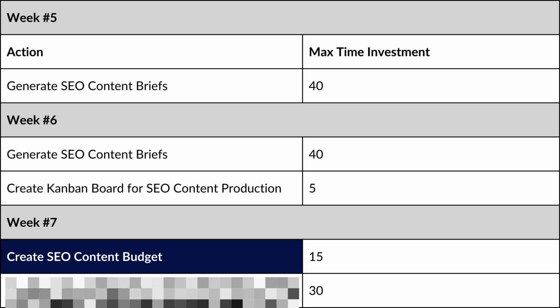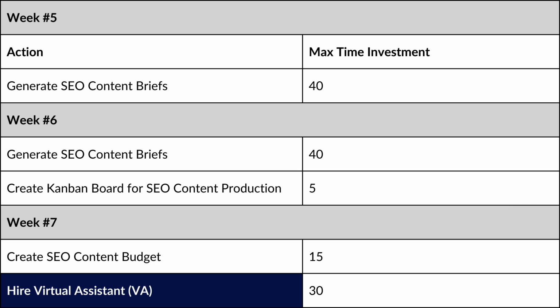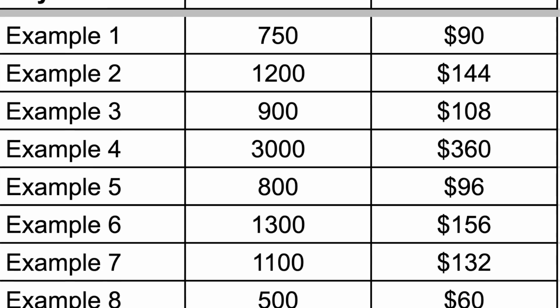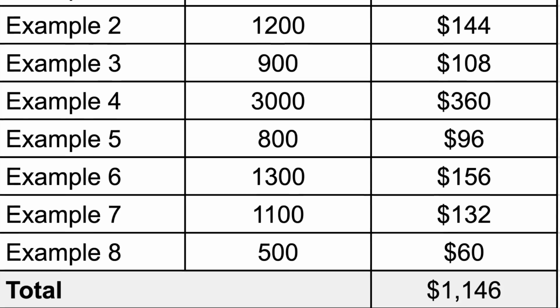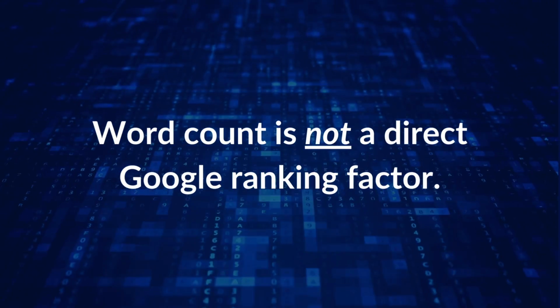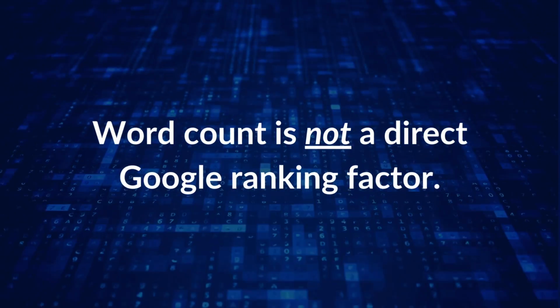Now, in week number 7, you'll create an SEO content budget and start looking for a VA. To create a budget, you'll need the estimated word count targets for each of your 100 keywords. I recommend pasting your 100 keywords into a Google Sheet and then adding the minimum word count based on what Rankability told you. Keep in mind that word count is not a direct ranking factor, but it's critical for estimating budget.